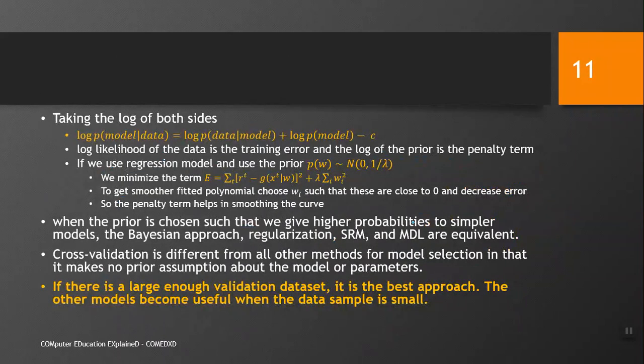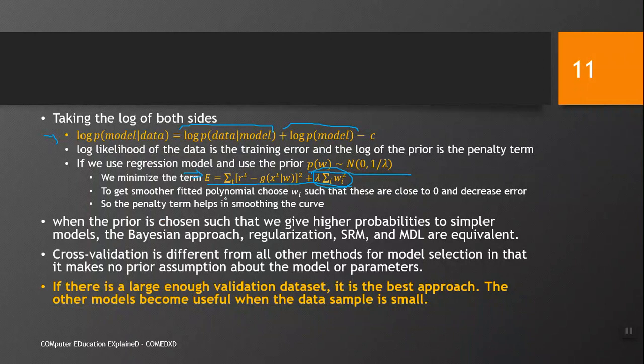Taking the log on both sides of this Bayesian formula, which we have seen in the previous slides, we find the log likelihood of the data as the training error and then the log of the prior as the penalty term. So this is the log likelihood and this is the log of the prior. If we use a regression model and use the prior with the assumption that P of W is normally distributed, we minimize this term, the sum of squares, and here this is the augmented error basically. So we find the augmented error and we try to minimize it.